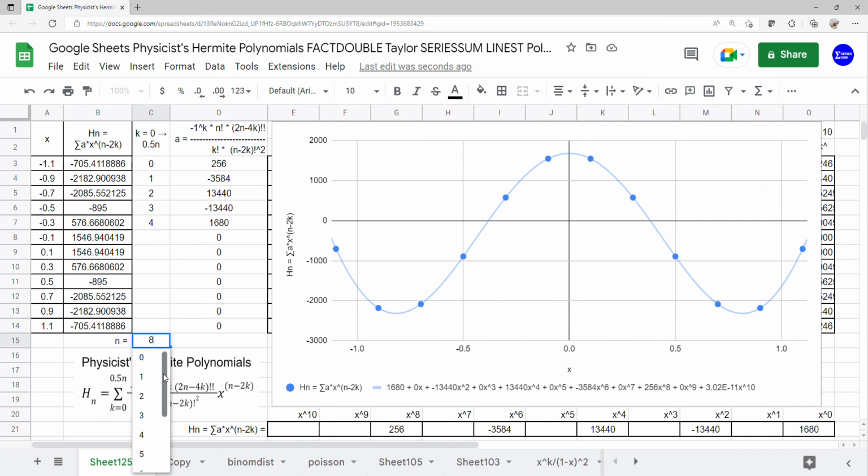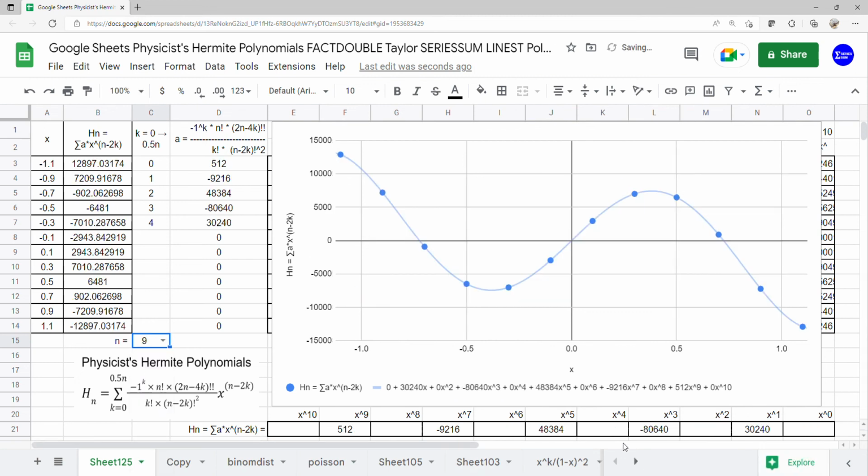And n equals 9, the 9th degree. 30,240x, minus 80,640x cubed, 48,384x to the 5th, minus 9,216x to the 7th, 512x to the 9th.